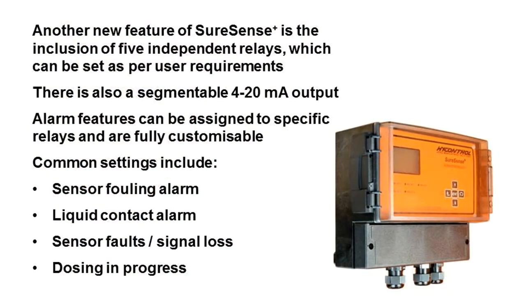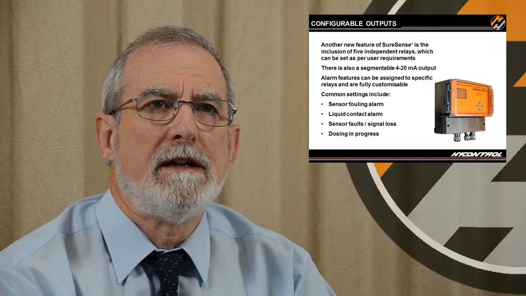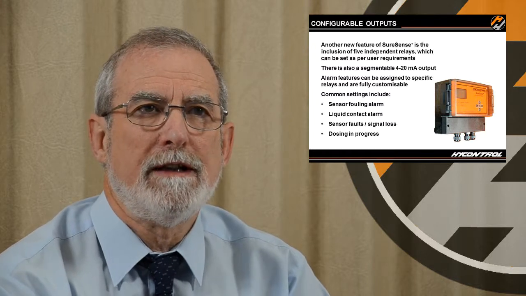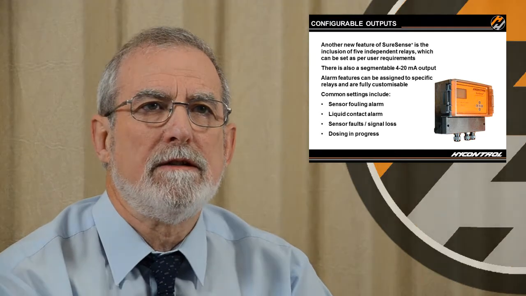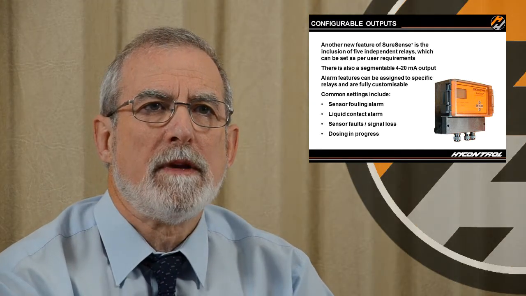The SureSense Plus has 5 configurable relay outputs, and they can be set up to do different things. Relay 1 is slightly different in that it's a changeover relay, so it can be used to switch something on or switch something off. Relay 2 to 5 are simply on-off type relays. They're not changeover relays, and they can be configured again to do a variety of different things.